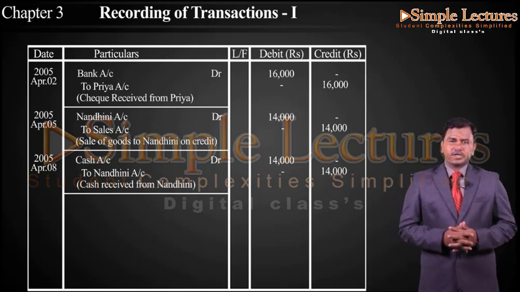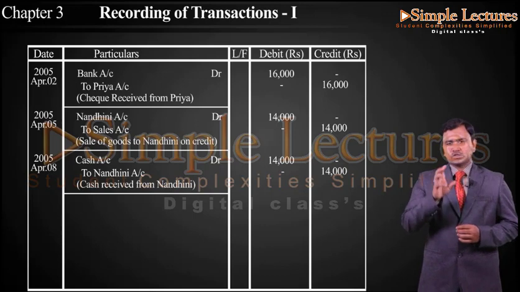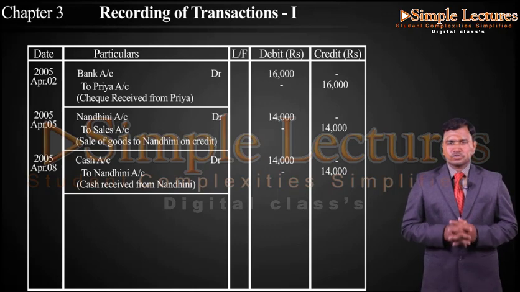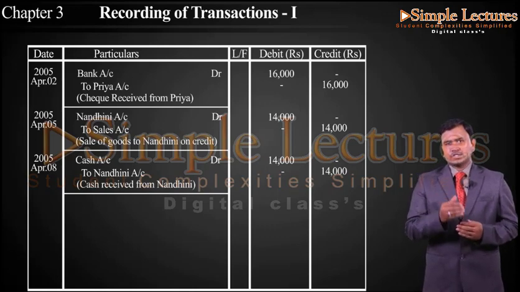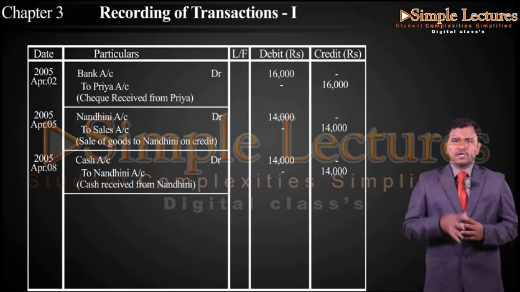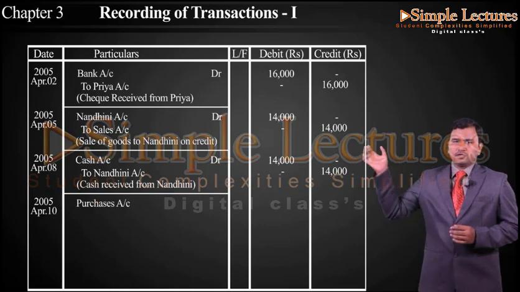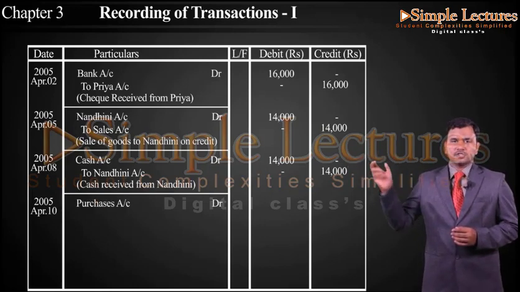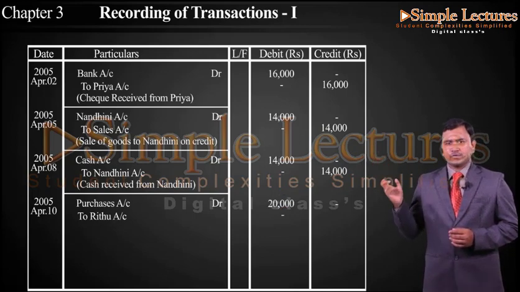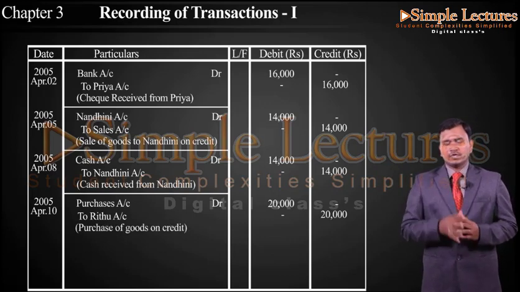It is on 10/4/2005. So the transaction is purchased goods for rupees 20,000 on credit from Ritu. So what happens here, again the purchase is on credit basis. So instead of cash, we have to credit Ritu here. So the entry will be 10/4/2005 purchases account debtor to Ritu account. So debit column 20,000, credit 20,000. The narration will be purchased goods on credit from Ritu.